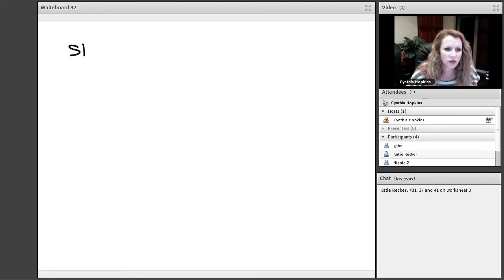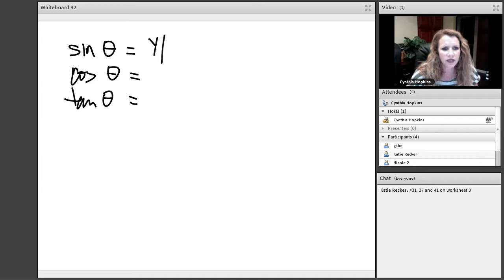So you need to know these definitions of sine, cosine, and tangent. Since you take trig functions of angles, I'm going to write theta because this is true for any angle. Sine, cosine, and tangent of theta. For sine, we want to memorize y over r. Cosine is x over r. And tangent is y over x.